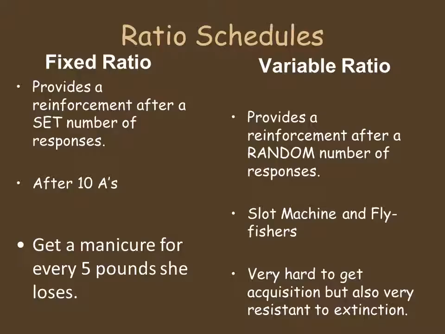Right? For variable ratio, you never know when it's going to take place. You never know how many pulls on the slot machine you have to have before you will win. It's very hard to get acquisition, it's very hard to make those initial beginning connections, but it's also very hard to have extinction take place. You kind of get addicted because you never know. It's kind of like a surprise element. You never know when you're going to win.